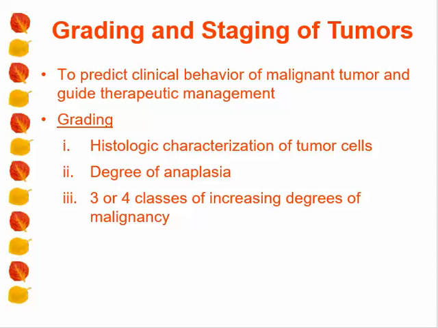So we look at the histological characteristics of the tumors. And this is why we biopsy. This is why we send the tumor biopsies to pathology labs, and they look at it and they say, okay, the histological characteristic is this. So we're looking at how much anaplasia, how much loss of differentiation is there in these cells. And we class this depending on how much malignancy there is seen.